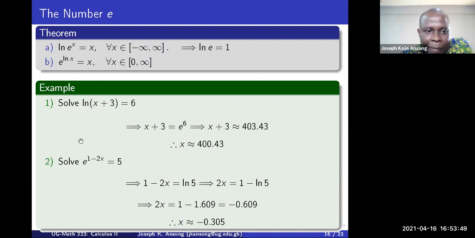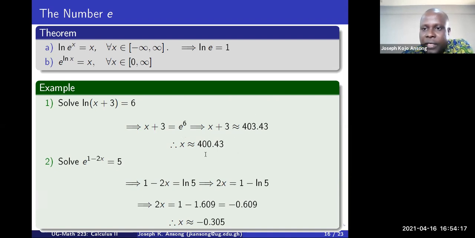Good. We can use these ideas to solve these problems. These are some examples. You want to solve ln of x plus 3 is equal to 6. Well, ln is log, right? So this means that x plus 3 is equal to e raised to the power 6. So x plus 3, we can actually compute this to get approximately equal to this, so that our x will be equal to, take this minus 3, you get this guy.